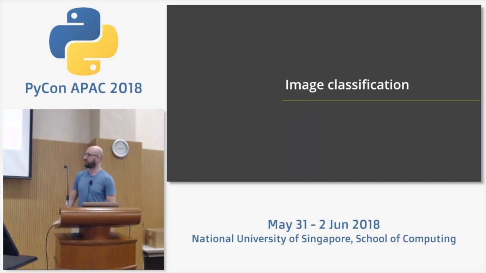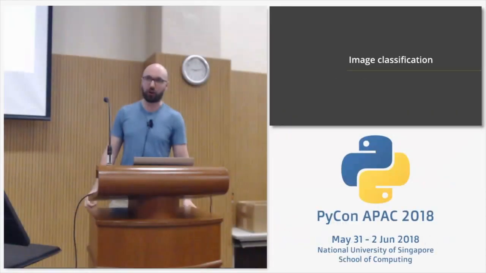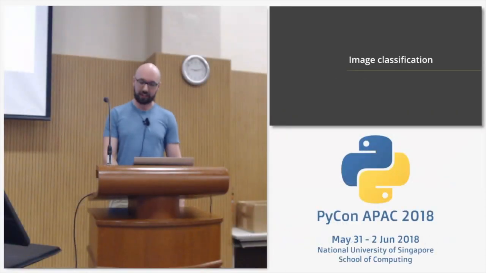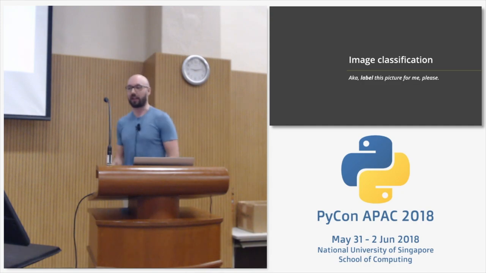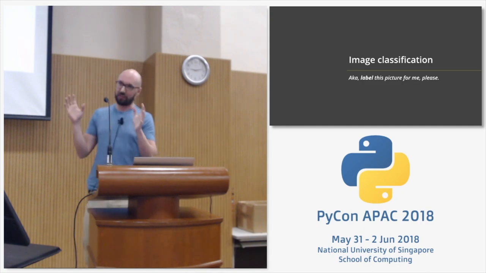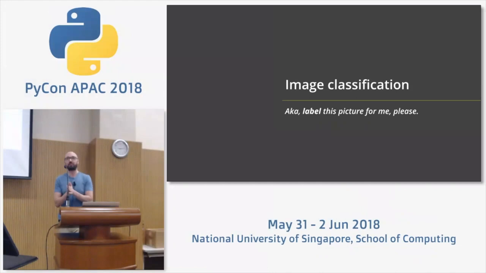So image classification. What are we talking about when we say image classification? It's actually very simple. I take a picture, and you're going to tell me what that picture is. You're going to classify it between a discrete set of labels. So you have your set of labels. The picture can be a bird, can be a tree, can be a dog, can be a car. But it can only be one of the things at the same time. So that's image classification.